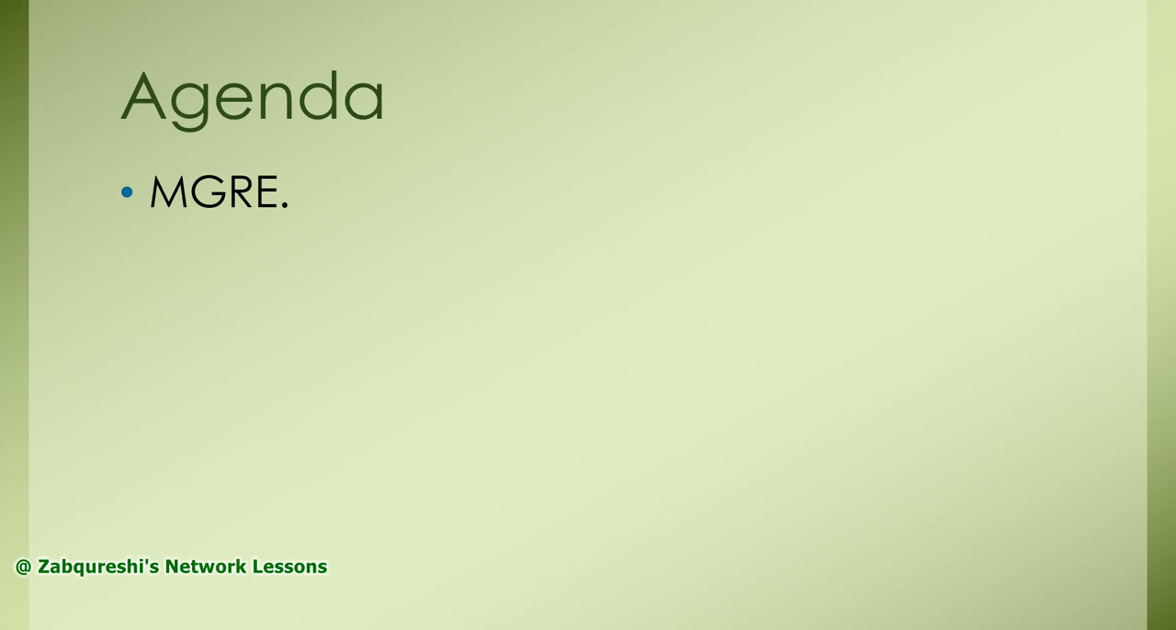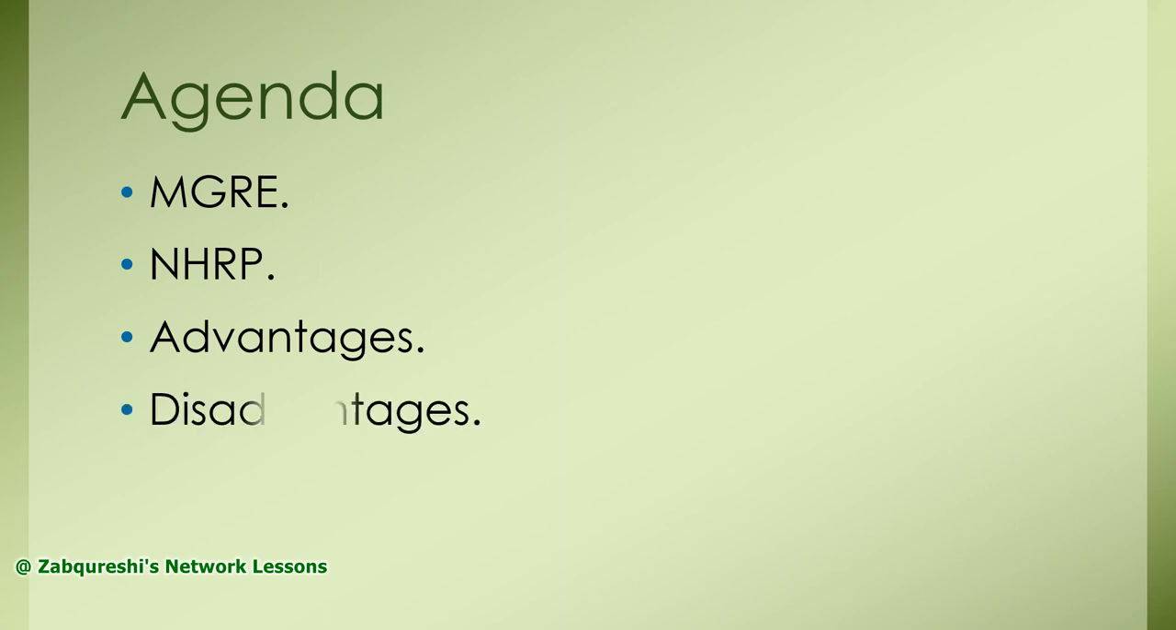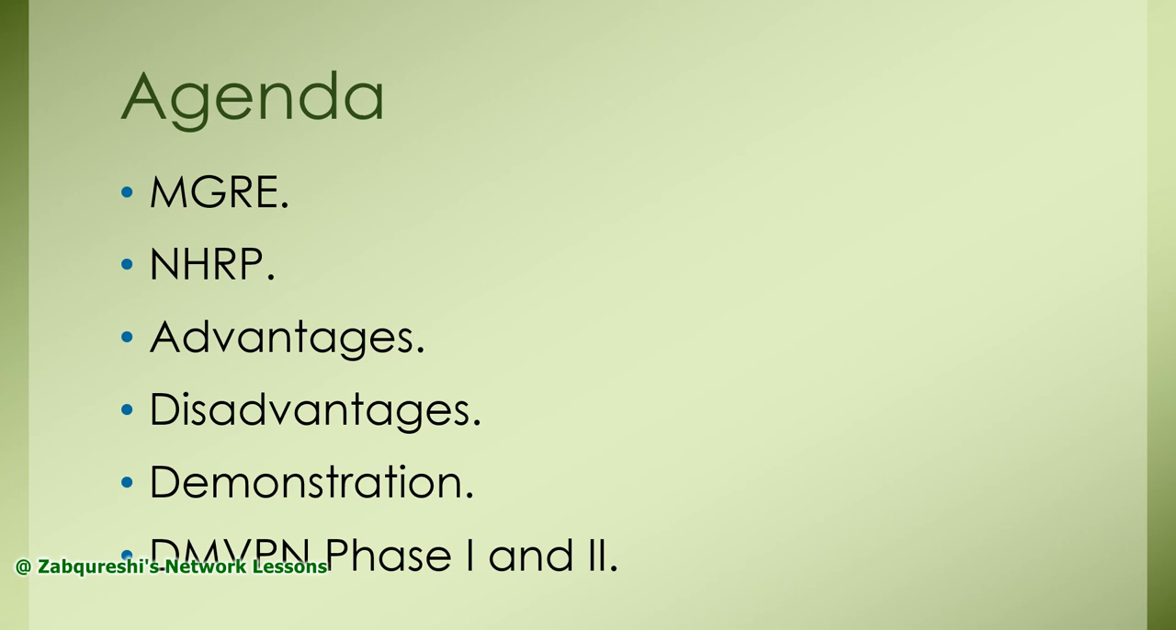We will overcome that issue of GRE, and then we have NHRP. This is Next Hop Resolution Protocol. The mGRE works in conjunction with NHRP, and NHRP is used to resolve the public to the private to public IP. And then we'll see the advantages as well as the disadvantages of mGRE, and then I will do a demonstration and we'll capture some packets to see how the mGRE packet looks, and if hopefully I'll get time, we'll discuss DMVPN.